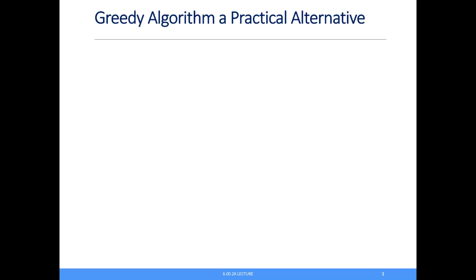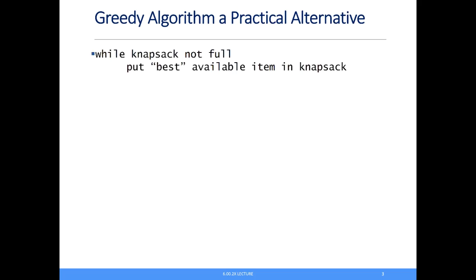And in particular, I want to look at a class of approximate solution known as a greedy algorithm. Here it is. It's very simple. While the knapsack is not full, we put the best available item into the knapsack. When it's full, we stop. We have some contents, not guaranteed to be optimal, but often pretty good.